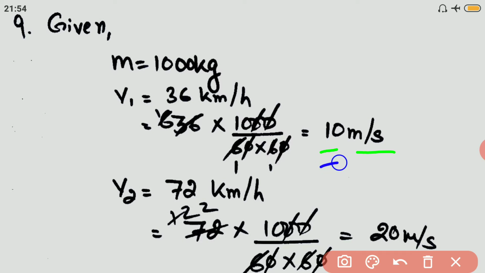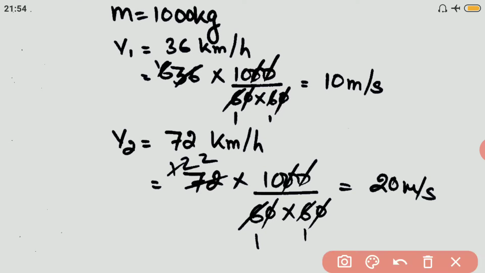I hope you have understood till here. Now similarly, the second speed which is given to us, which is v2, is 72 km per hour. This 72 also needs to get converted into meter per second. I have applied the same method here also. So 72 multiplied by 1000 upon 60 into 60. And then further cancelling it, I shall get 20 meter per second. Please try to cancel by yourself. Here also I have cancelled 0 and 0, and here also I have cancelled the numbers. So after cancellation and then multiplication, we shall get 20 meter per second.